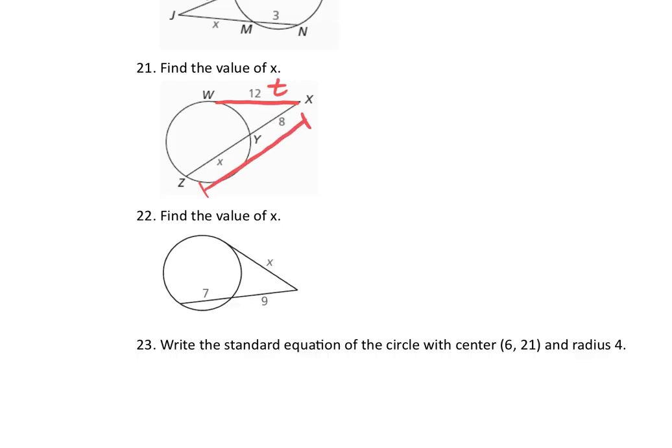Okay, when you have one that goes through the circle, that part we're going to do just like what we did on the last one. 8 times (x plus 8). X plus 8 is the length of the whole thing, multiplied by the outside. The tangent doesn't have an inside and an outside part. So the tangent is always tangent squared. Once again, make sure you put parentheses, and then you can solve it out.